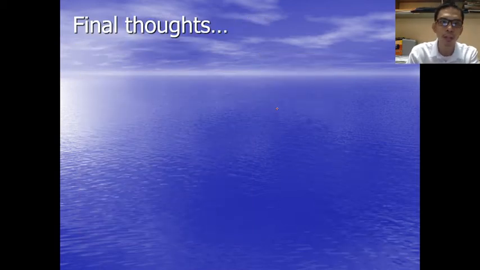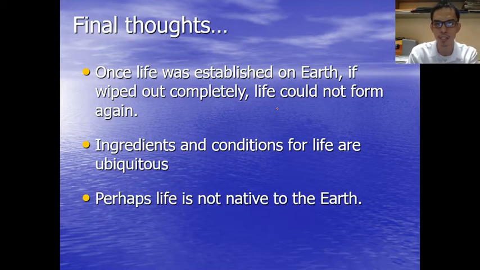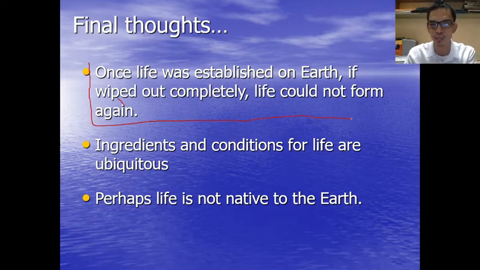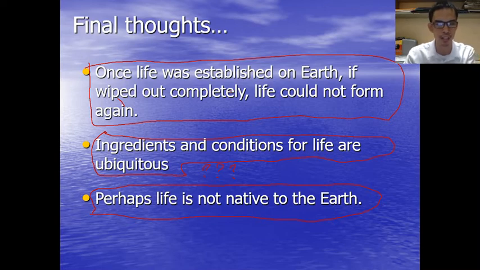Alright, so final thoughts about this panspermia thing. Once life was established on Earth, if wiped out completely, life could not form again. So technically, this was the idea. The ingredients of life are ubiquitous, which means it is doubtful. So there are still questions lingering here. Perhaps life is not native to Earth. This is the concept that life on Earth came from an extraterrestrial origin. Alright, so that is panspermia.